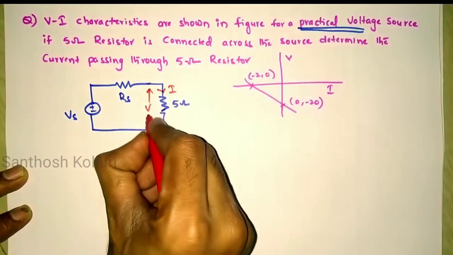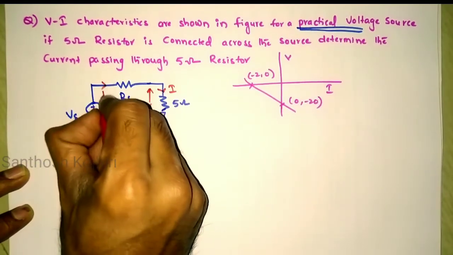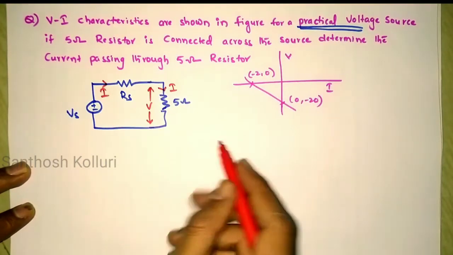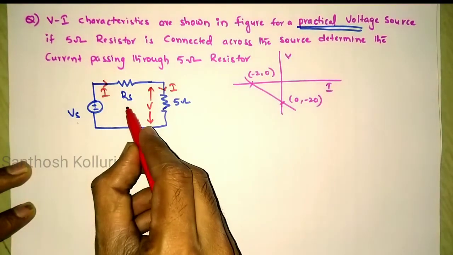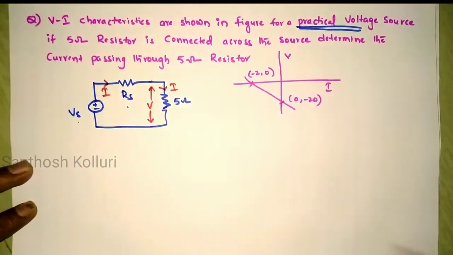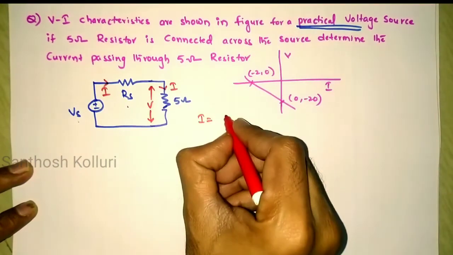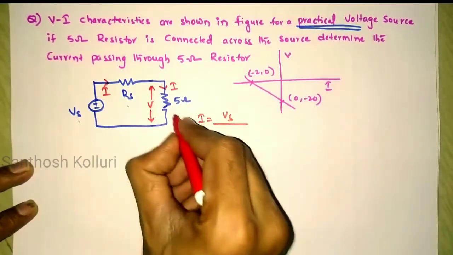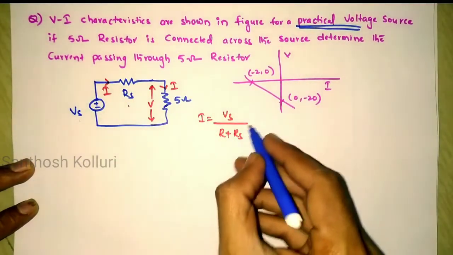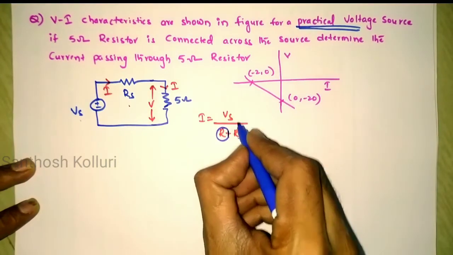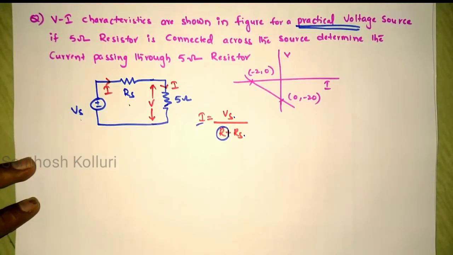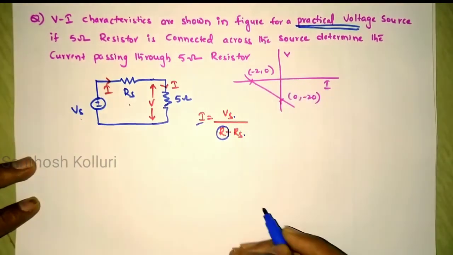So this is the terminal voltage V, and this is the source voltage, and the current flowing through this is I, and the internal resistance is Rs. If we calculate this Vs and Rs, then we can calculate the current flowing through this 5 ohm resistor. The formula is: the current I flowing through this 5 ohm resistor is equal to Vs divided by R plus source resistance Rs. Here we know the value of R, and we need to calculate Vs and Rs, and therefore we can calculate the current I. It can be calculated by using this graph.